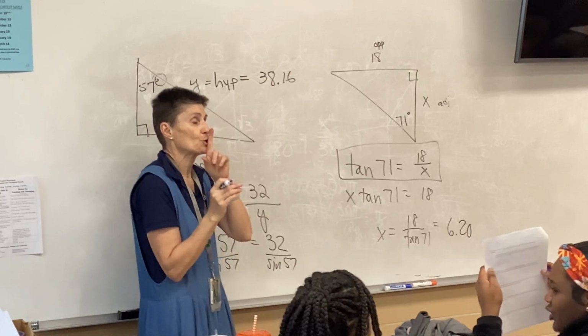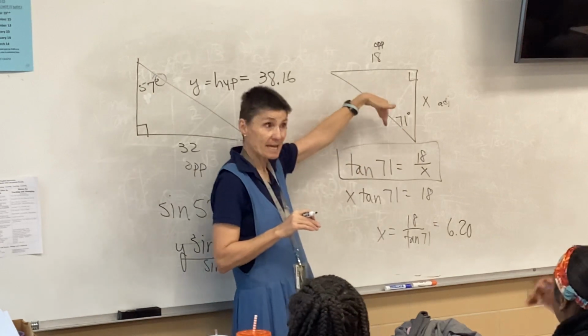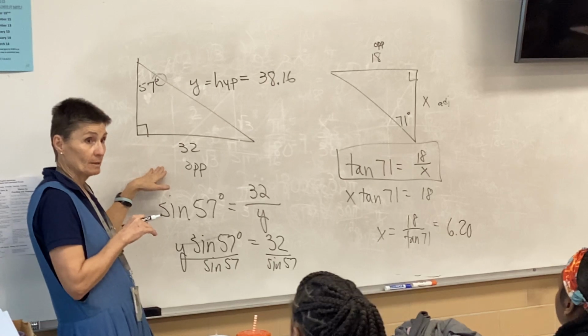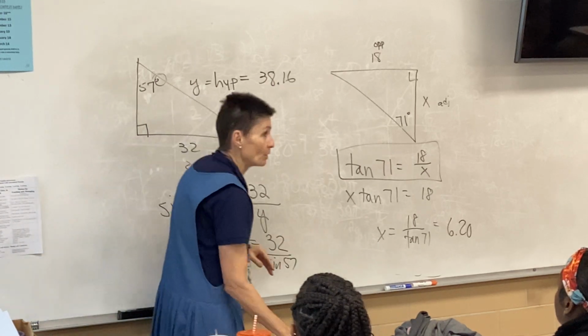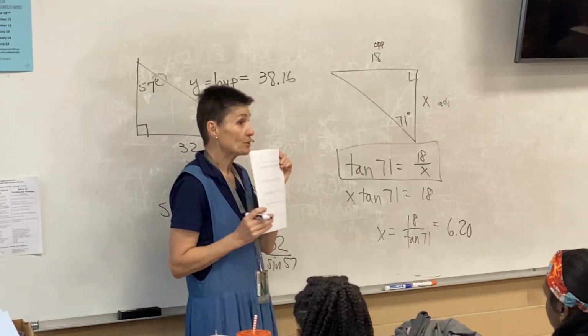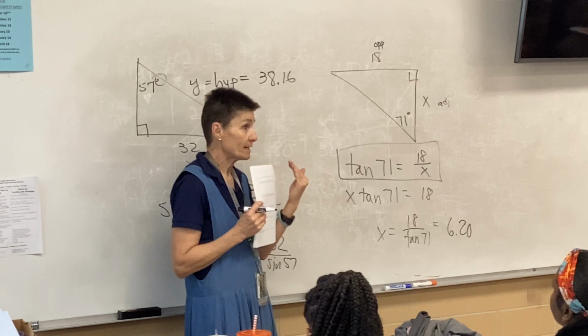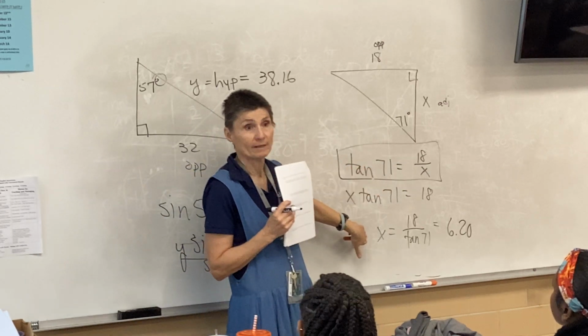Now, what I want to make sure is, does everybody understand why we use tangent on this problem and why we use sine on this problem? Totally depends on which side you have, right? So, here we go. Now we're going to draw our own picture, label everything, write an equation, just like we did here, and then solve it.